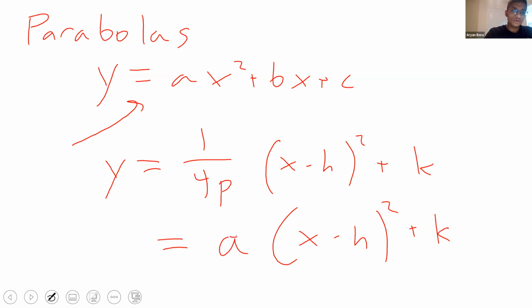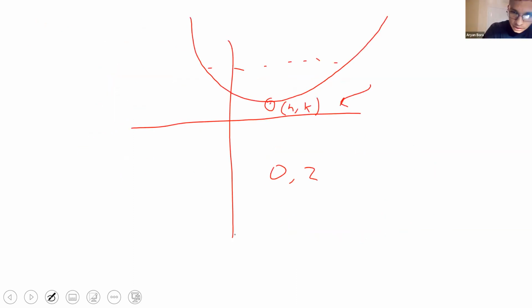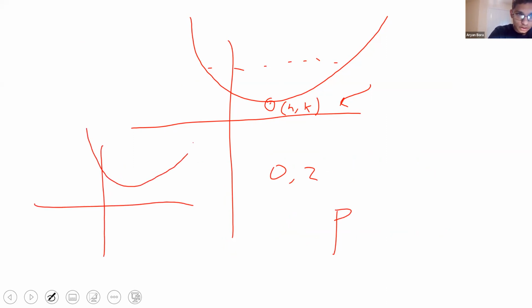But the reason I wrote it as 1 minus 4p is that this p is a really special number. In fact, there are two not so commonly talked about things in a parabola called the focus and the directrix. They hardly ever show up on AMC contests, but I have seen them show up on mock AMCs in the past. So basically, the focus is just the point P above the vertex. The directrix is the line P below the vertex.